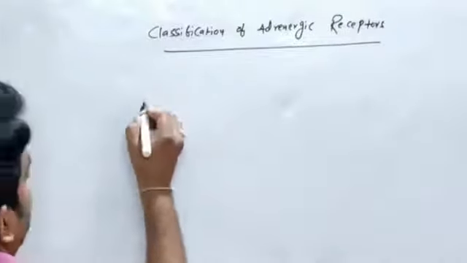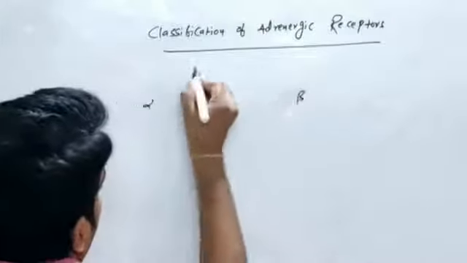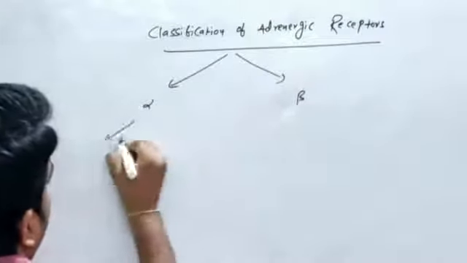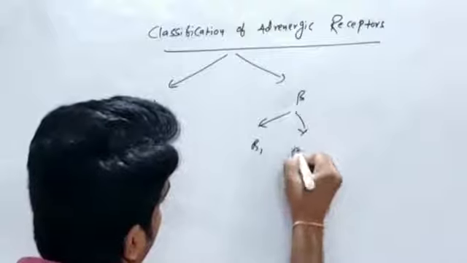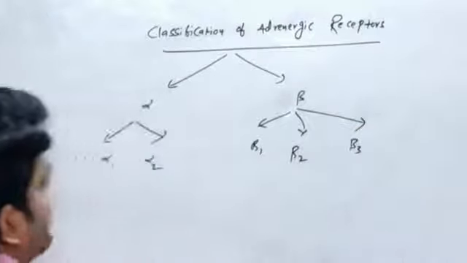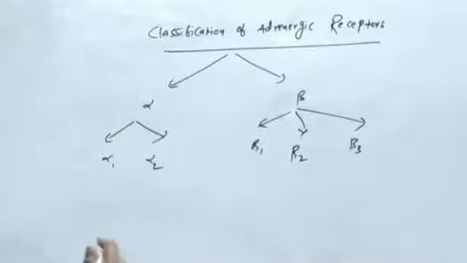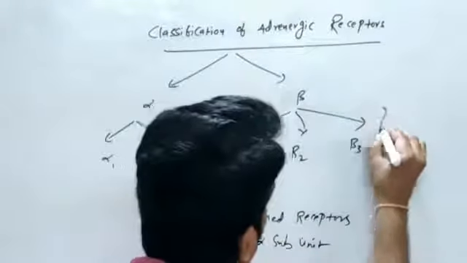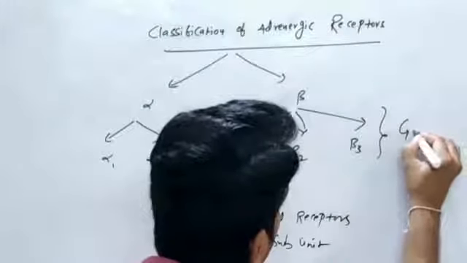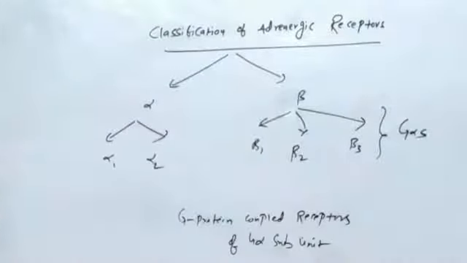Mainly adrenergic receptors are classified into two types, alpha receptors and beta receptors. The alpha receptor is divided into alpha 1 and alpha 2. The beta receptor is divided into beta 1, beta 2, and beta 3. The adrenergic receptors mainly act on G protein coupled receptors. Beta receptors mainly act on the G alpha S subunit. Alpha 2 receptors mainly act on the G alpha I subunit. Alpha 1 receptors mainly act on the G alpha Q subunit.